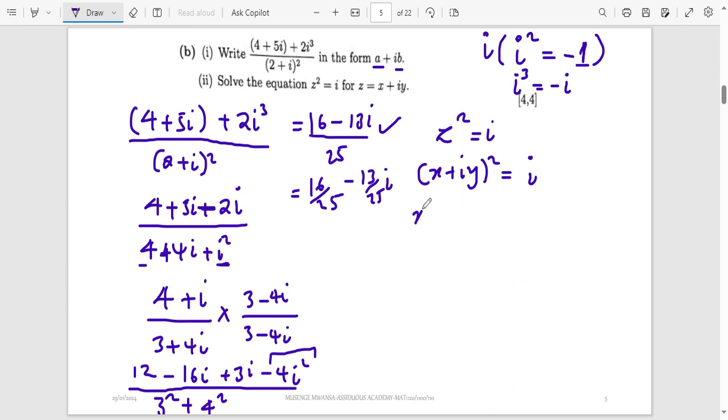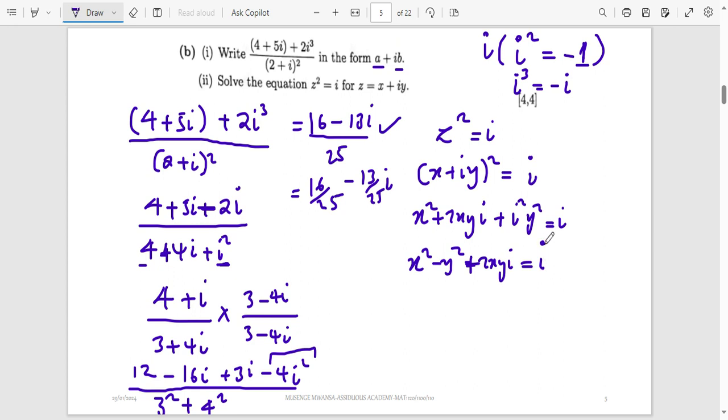How? Get the first number squared, so it becomes x squared. Get the power 2, multiply with everything inside, that will be 2xyi. And then get the iy squared, that will give us i squared y squared, and this is going to be equal to i. Now we know that i squared is negative 1, so that will be negative y squared. Anything that doesn't have i, we put them together, so that will be x squared minus y squared, plus 2xyi is equal to i.